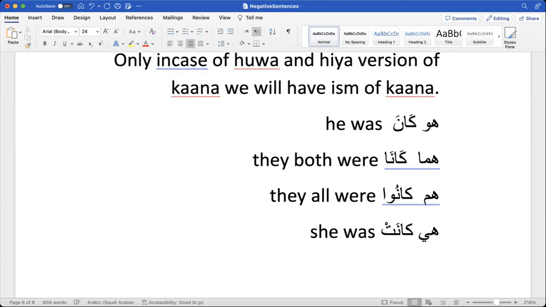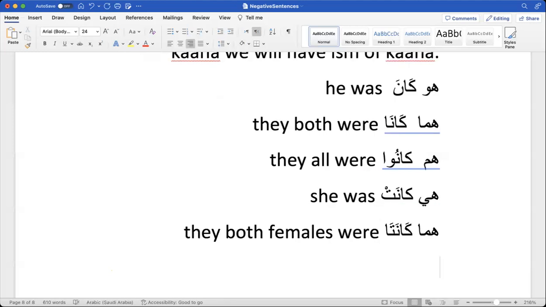Then we have huma version, which is feminine. What will it be? Kanata. Kanata, yes. So they both were, they're both females. Then they all women were. Hunna version. Anybody guess? Kanatunna? No. Kunna. Okay. They all females were.